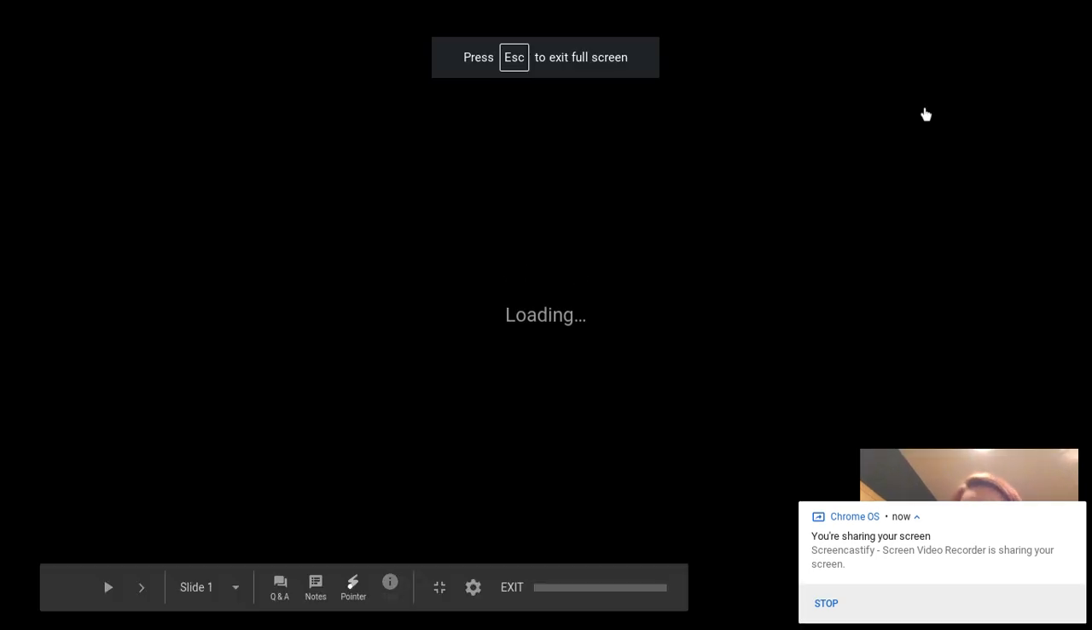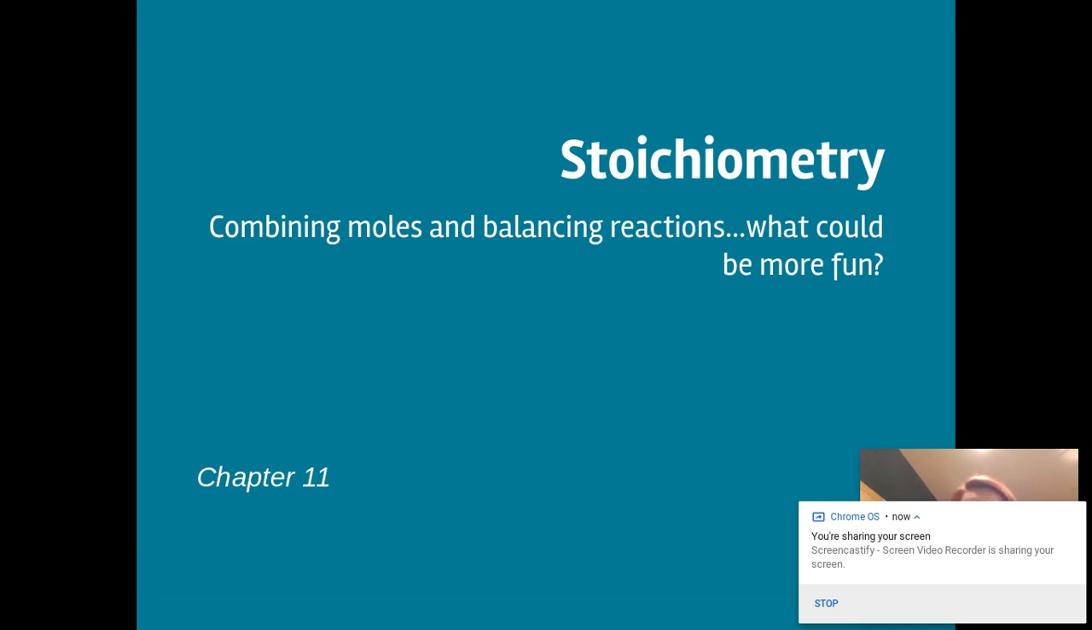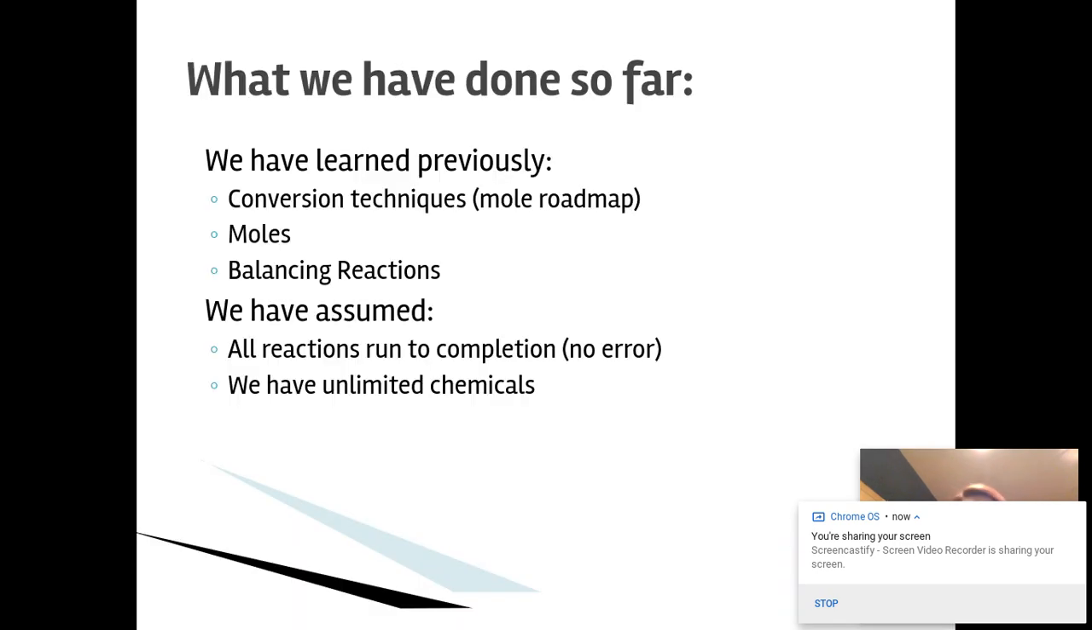So, stoichiometry is the unit that we're starting. I'm going to go ahead and present, and then I'll do a couple things where I show you how to do a few problems. Stoichiometry is a way of combining moles and balancing reactions. We've done both of them. Now we're going to combine them into one.